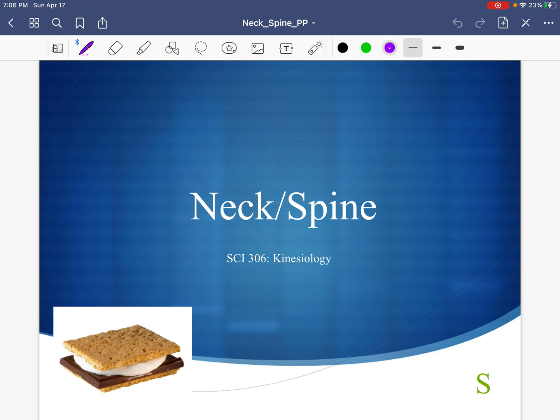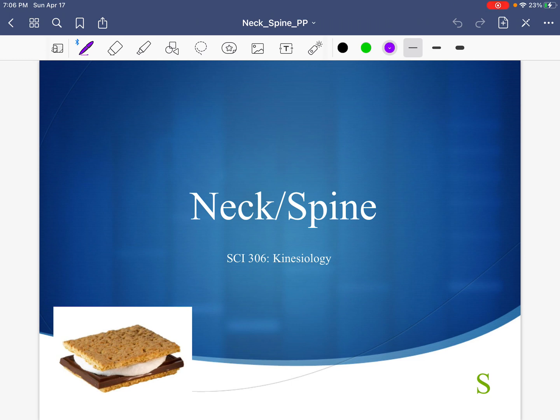So this is our last unit, and there isn't a lab associated with this. My goal here is just to introduce some of the functional anatomy. As always, I'm going to let you know what you need to know. The information that we cover is fair game for the final exam.